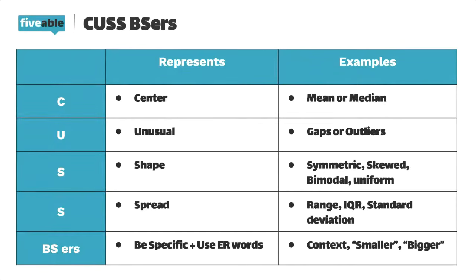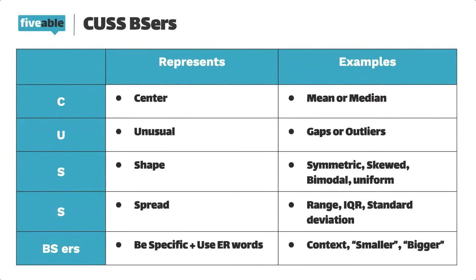The next S represents spread. So what's the variability of our data? We use range, IQR, standard deviation. Any of those will work when talking about spread. So that represents the CUSS part. The BS part, you always need to be specific. So write about the context. What is the problem talking about? What is it representing? U.S. women's soccer team goals by game in the 2004 Olympics. That's context. You want to bring that in one time when you're writing your responses on the AP exam.